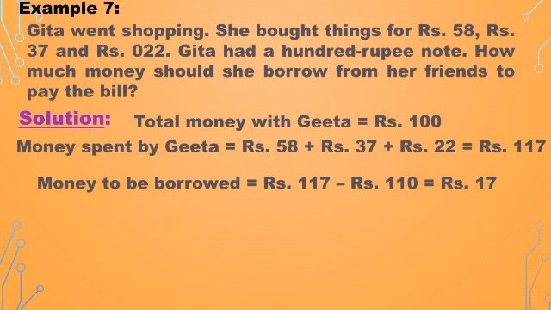So the total money with Geeta is rupees 100. And the money spent by Geeta is rupees 58 plus rupees 37 plus rupees 22. Then we have to add it. After adding, we get rupees 117. So now we have to subtract. Geeta needs to borrow rupees 117 minus rupees 100 equals rupees 17.